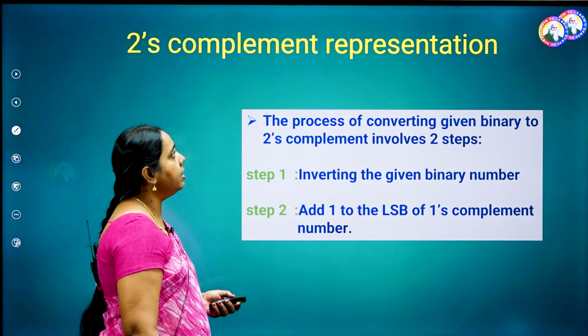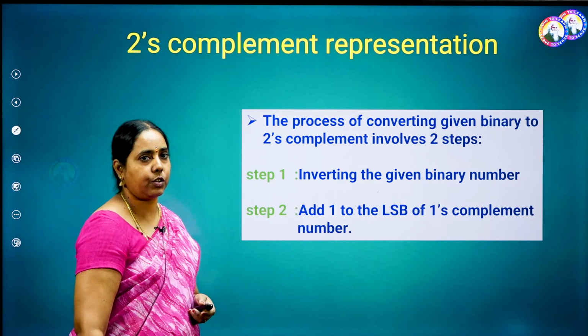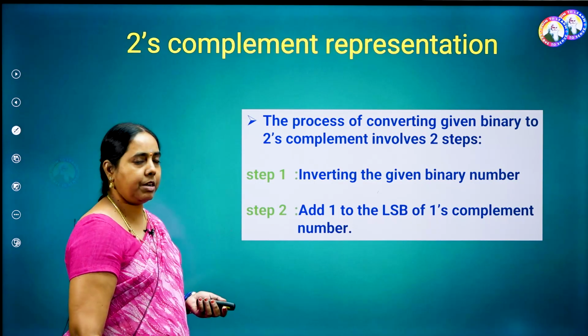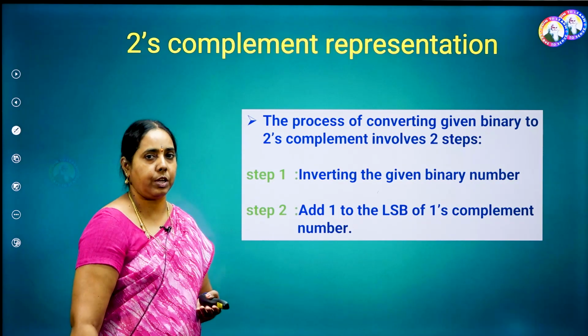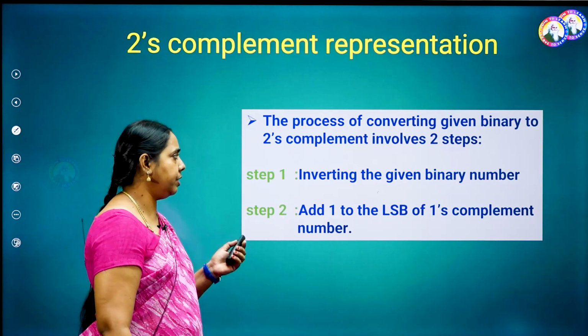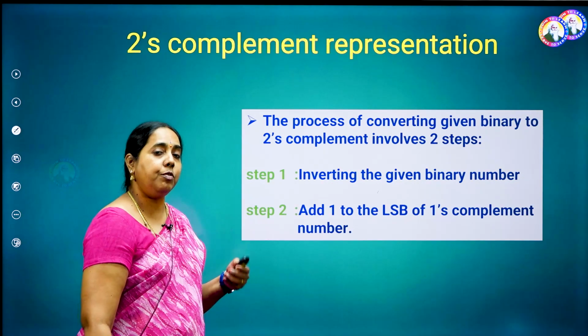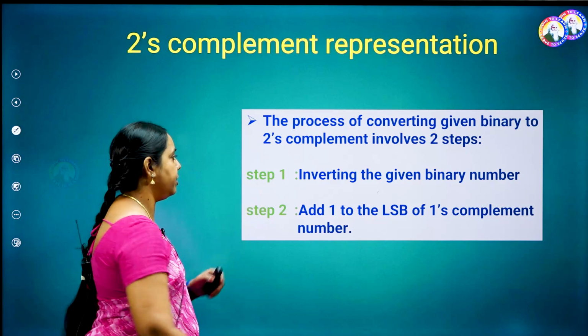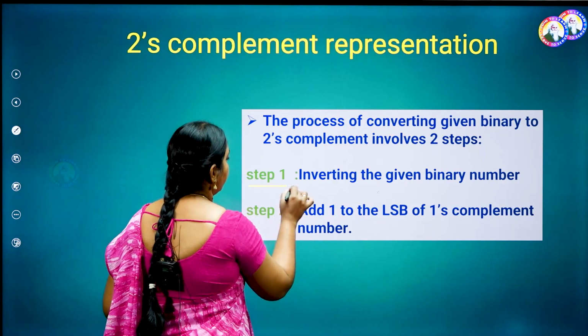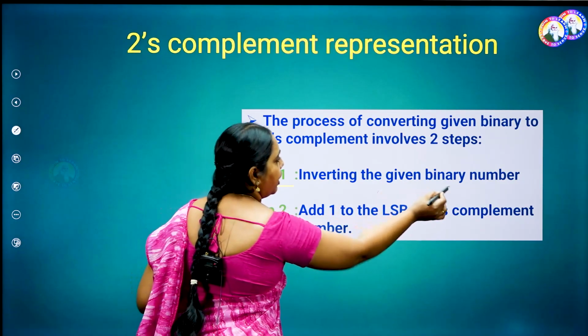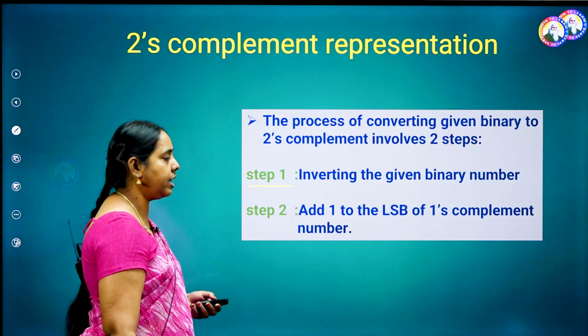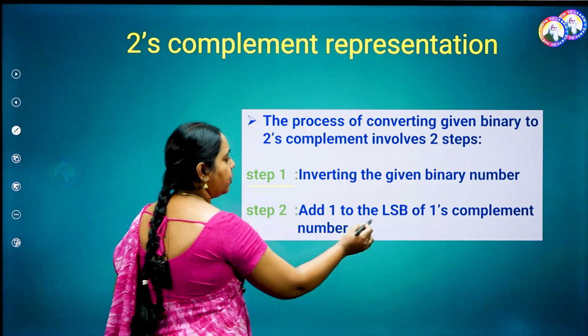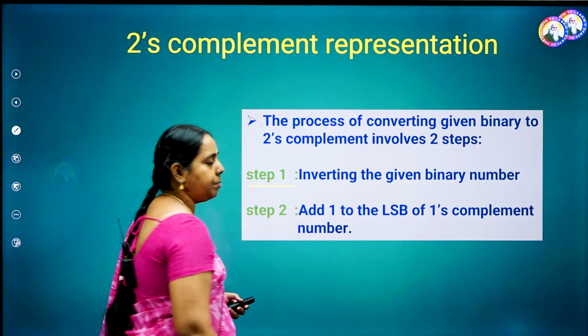Next, we will see the twos complement representation. In the twos complement representation, we need to follow two steps. The first step is to invert the given binary number. What is the second step? Add 1 to the LSB of the ones complement number.